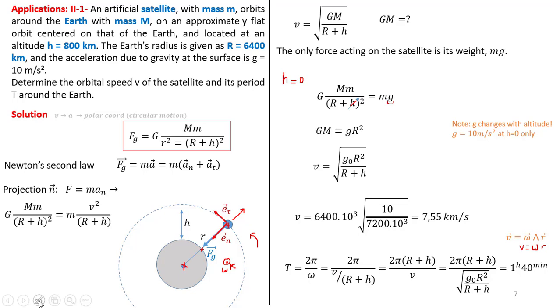So we substituted omega with v over the distance separating the two masses, which is r plus h. And we found that the period of rotation is equal to 2 pi times (r plus h) over radical of g r squared over (r plus h). And we obtained finally that the period of rotation is equal to 1 hour 40 minutes.